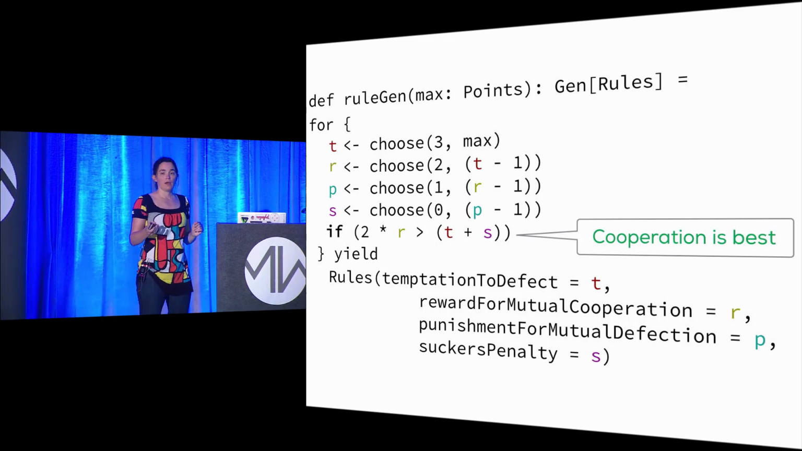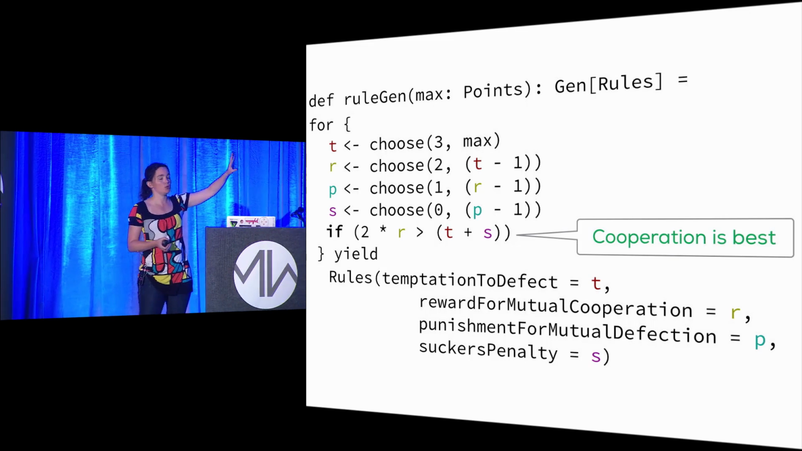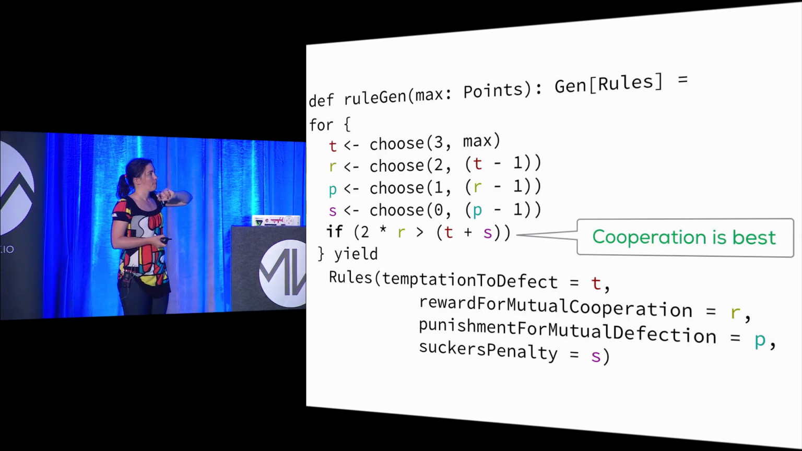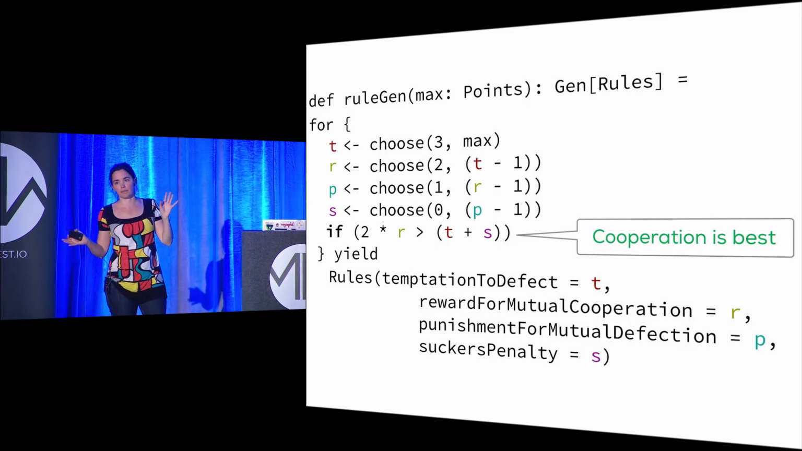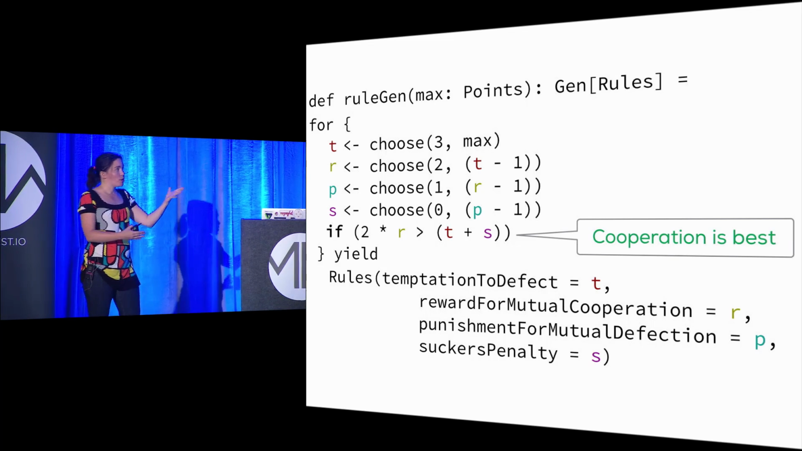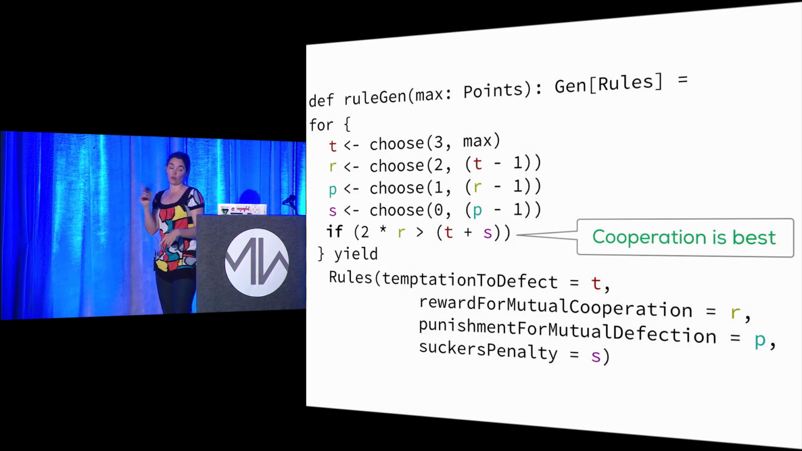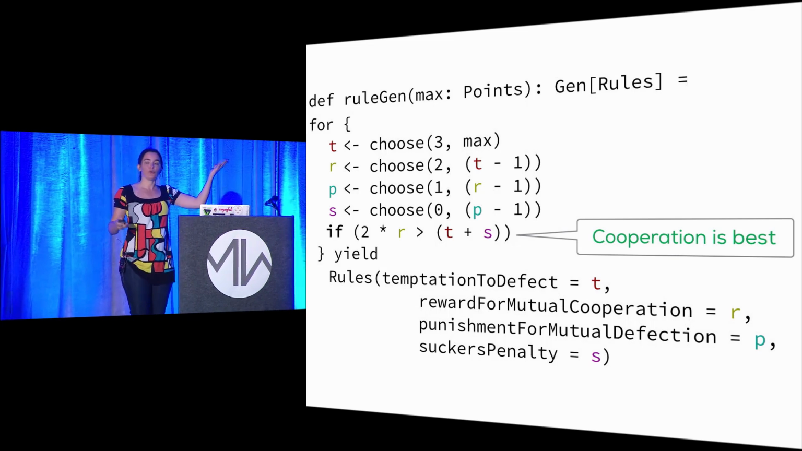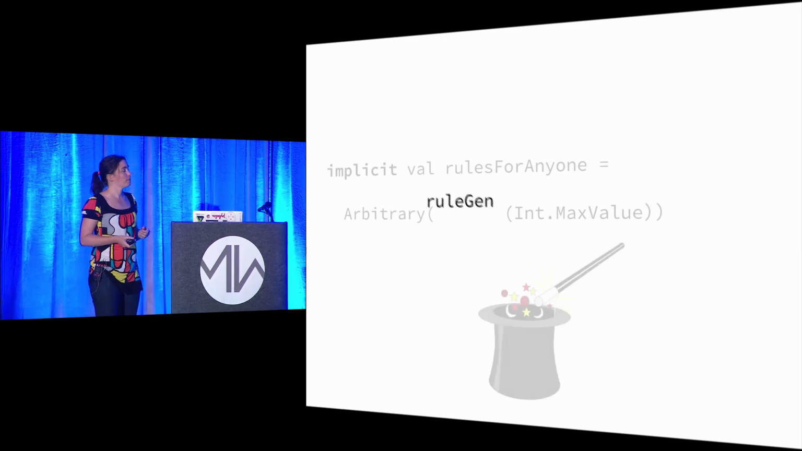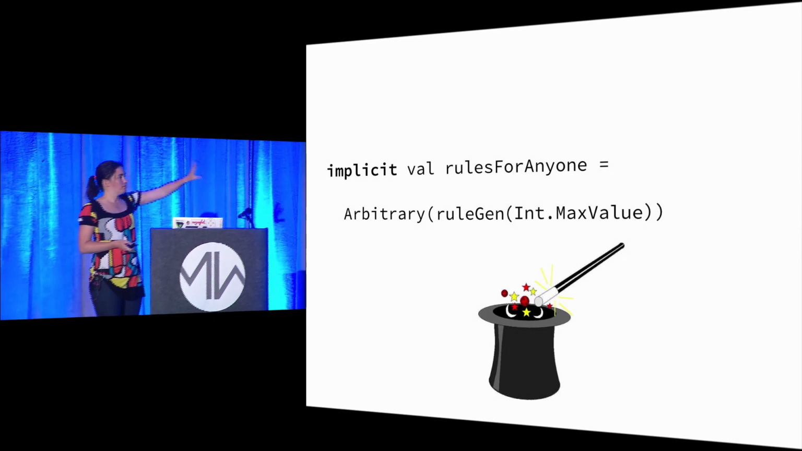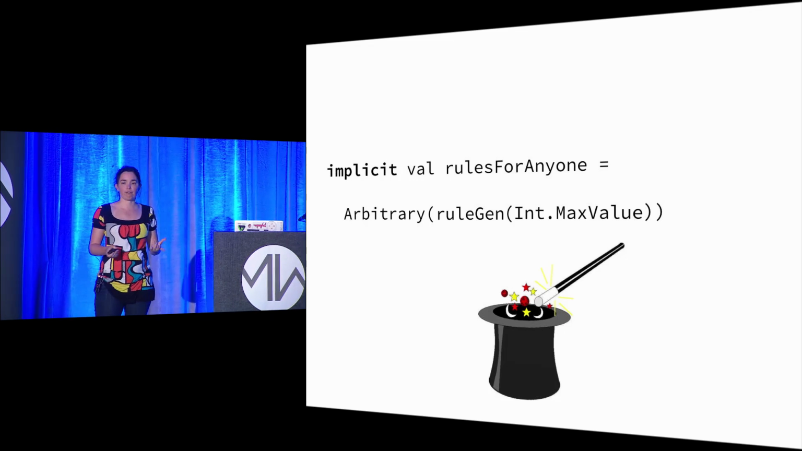And one more thing, I want to specify that cooperation is best. So I put a guard clause here that says 2 cooperating birds do better than 1 defecting and 1 cooperating. That's a guard clause, so if that condition is not met, that's when I get the empty box. That's how ScalaCheck composes generators in the Scala syntax. There's another thing that's specific to Scala and actually really cool, and that is, once I make this rule generator, I can make one of these and make it available to everyone. If I take that rule generator and pick a value for the maximum, and I use that keyword implicit, then I put it in Scala's magic hat for anyone to use.